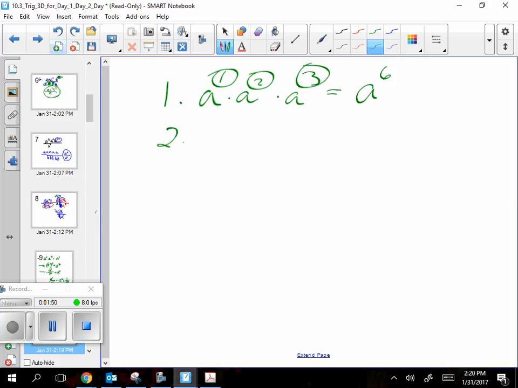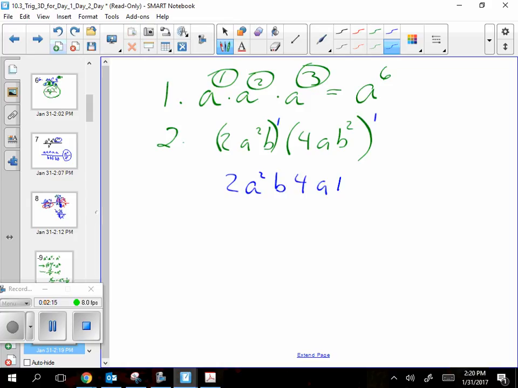On to number 2. Number 2 says 2a squared b times 4ab squared. Do you get that these parentheses, there's nothing on them except a 1? Do you get that that means that they really don't do anything? If you put something to the 1 power, it stays the same, right? So I'm just taking the parentheses off. You don't have to, but do you get that it's like they're gone? Now I just got to combine things that are alike.